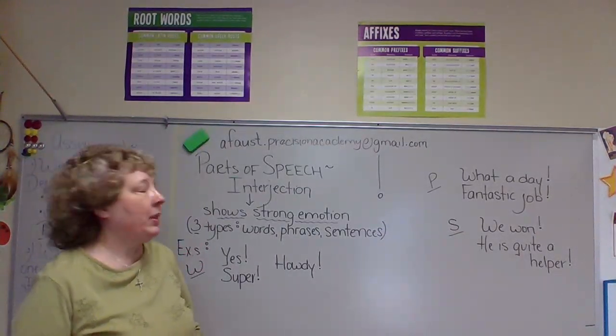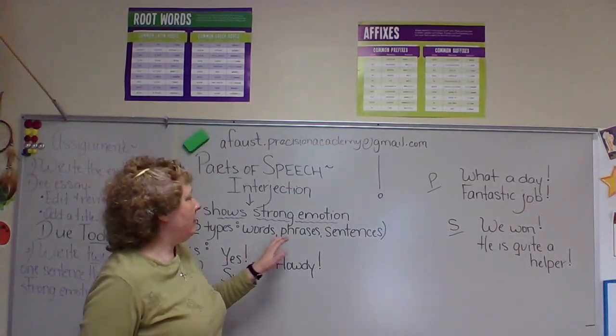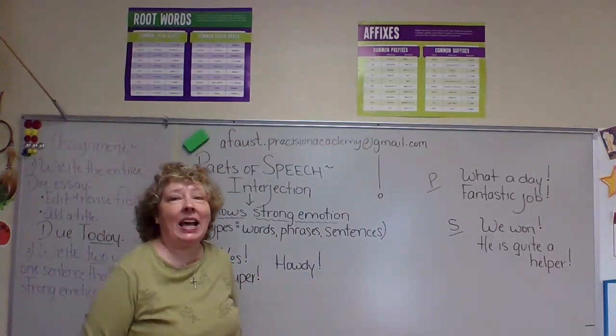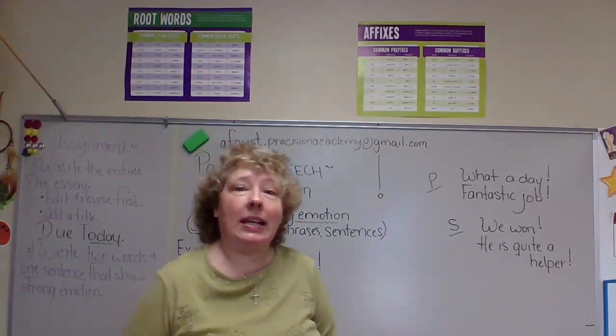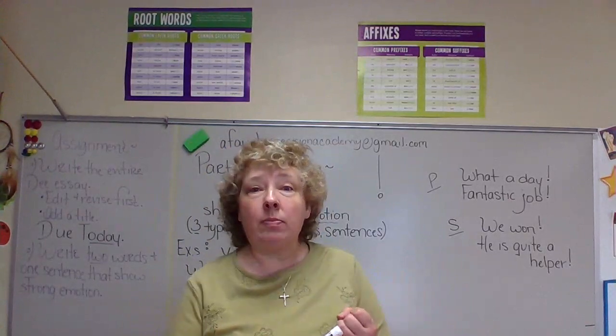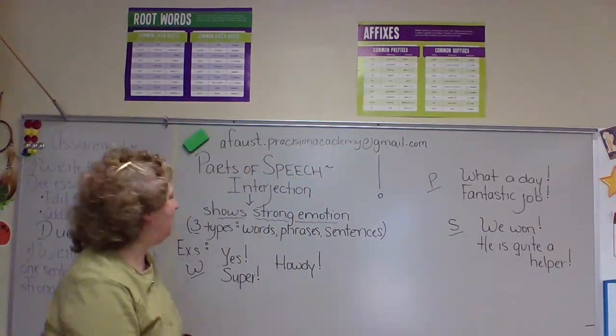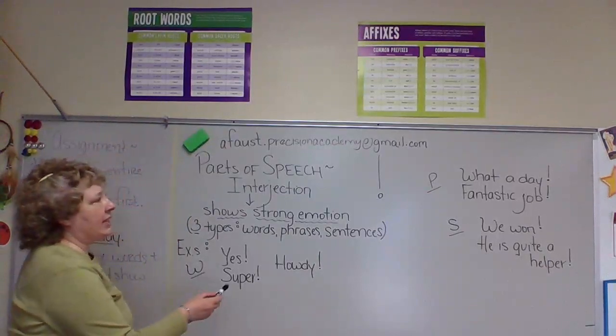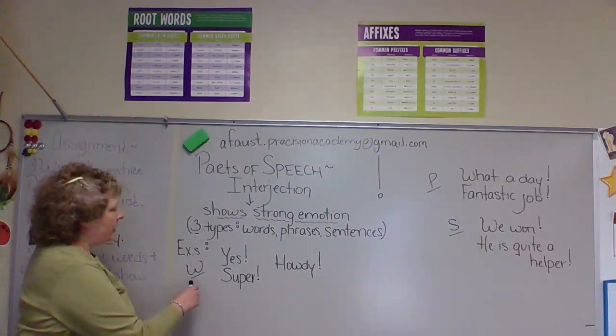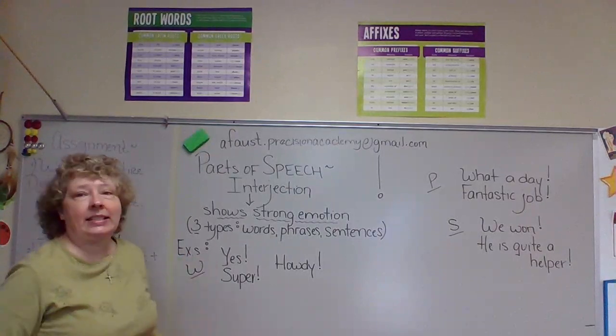Good. There are 3 types. We have words, phrases, and sentences. That is how you can show an interjection. Through a word, a phrase, or a sentence. Does that make sense? Good. Our examples are the following. We'll start with words. For instance, yes.